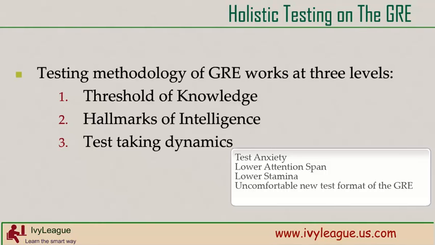The third level of testing on the GRE is test-taking dynamics. After you have practiced on a lot of questions, and know how to crack them impeccably, it may still not translate into a perfect score. Because during the actual exam, performance anxiety encourages you to make mistakes. Moreover, you may not have the mental stamina to use your brain for a 4-hour-long test.